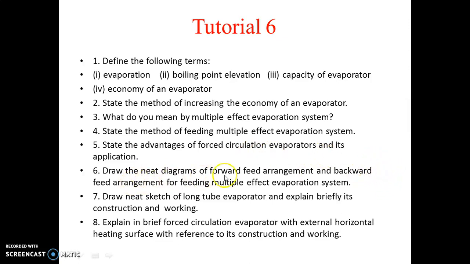Then you have to draw the figure of forward fed arrangement and backward fed arrangement for multiple effect evaporation system. And again you have to draw a long tube evaporator, write its construction and working, and also the forced circulation evaporator with external horizontal heating element. That means there are two types, horizontal and vertical. You have to write horizontal here, and also write the construction and working.